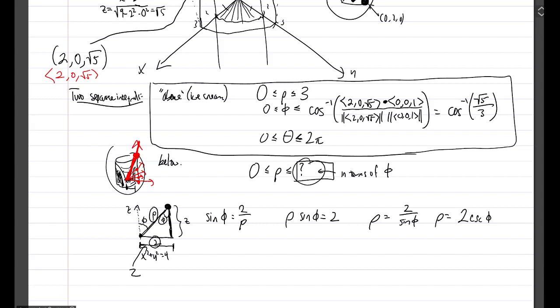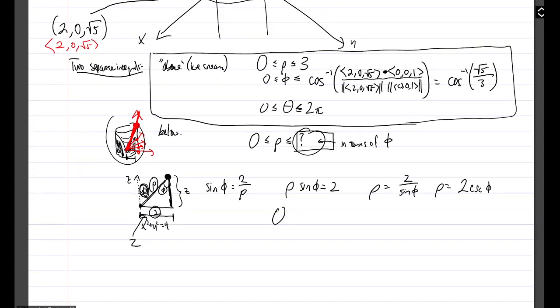So you can even visually see the smaller that this angle is, then the bigger that rho is going to have to get. And that's reflected by the largest possible rho value for a given value of phi. The largest value of rho is 2 times cosecant phi. So let's summarize here that we've got 0 is less than or equal to rho is less than or equal to 2 cosecant phi.